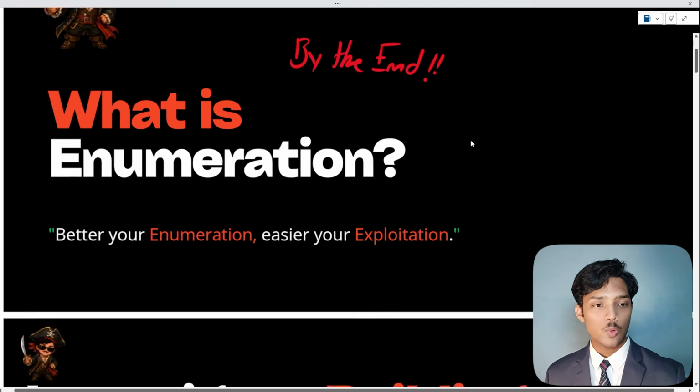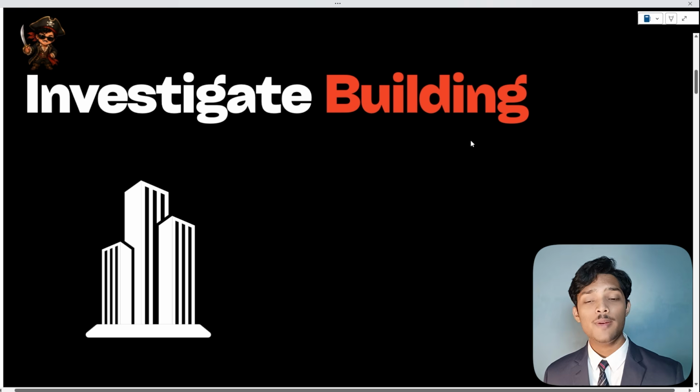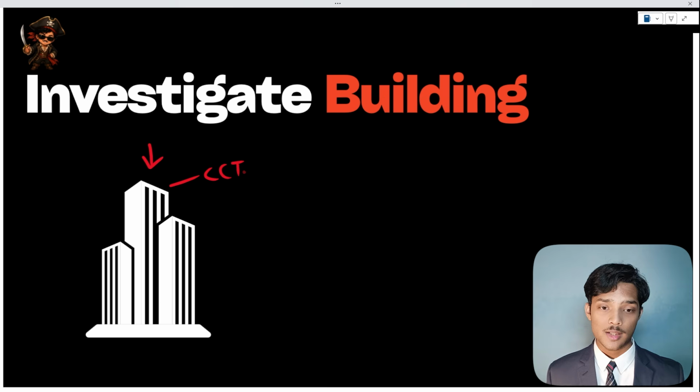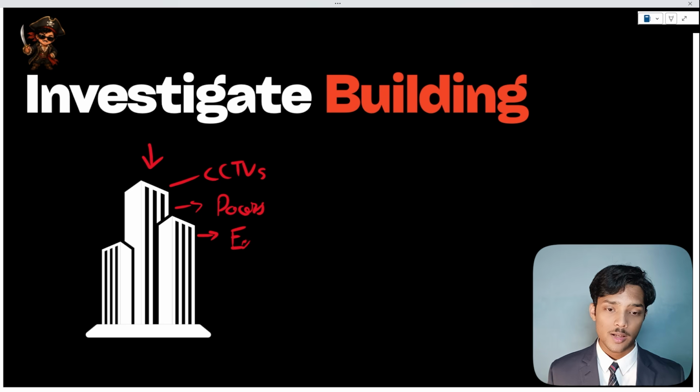So now let's move ahead, and suppose you have been assigned to investigate a building. Suppose you are an investigator or some detective. Now you have to investigate this building. What building? This building, as you can see here. Now as an investigator, what you have to do is see how many CCTV cameras it has. How many doors does this building have? How many emergency exits does this building have? So then how many floors are accessible?